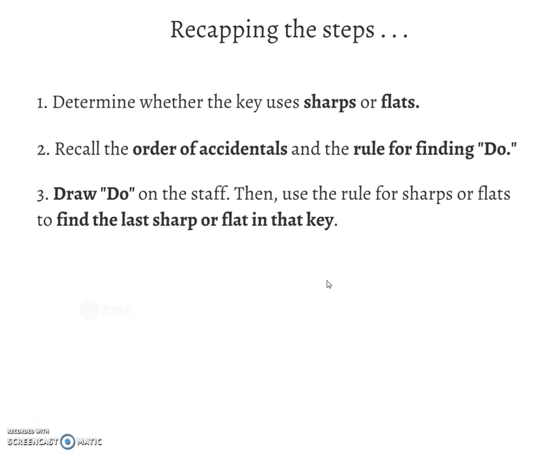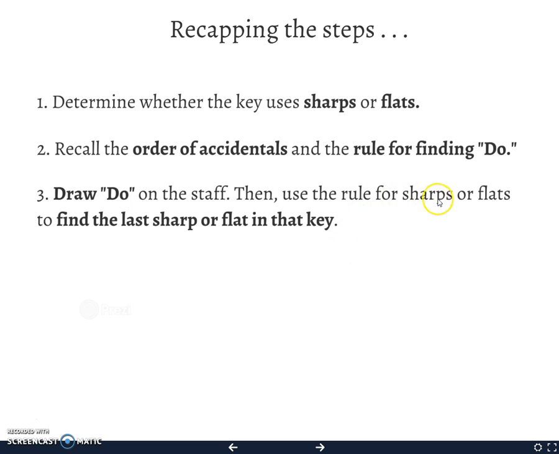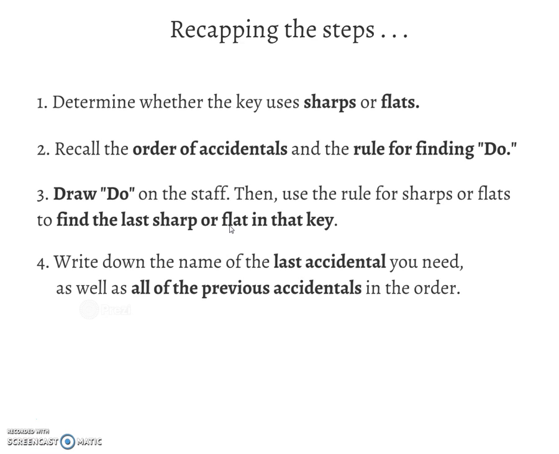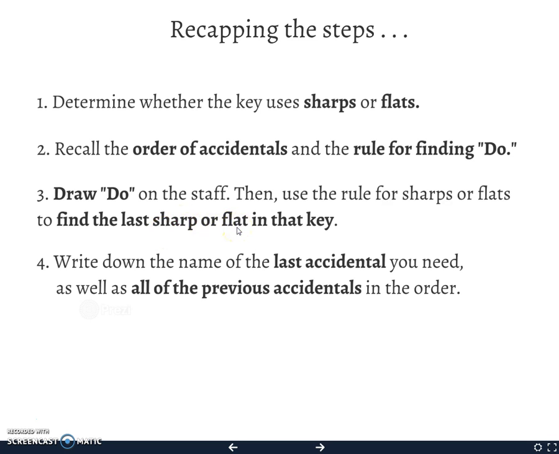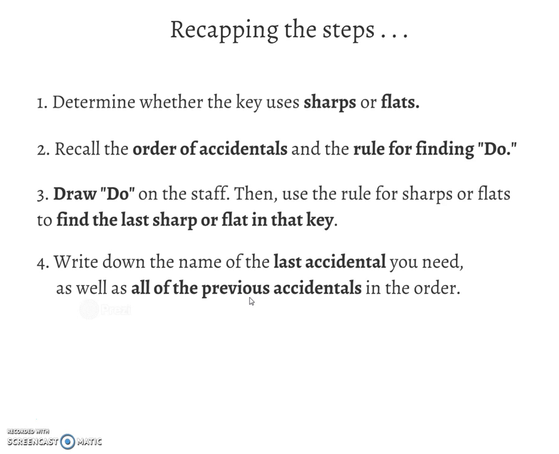That's the rule. Then you're going to draw do on the staff. Do is the name of the scale. So if your scale is D major, you will draw a D on the staff. Then you're going to use the rule for sharps or flats to find the last sharp or the last flat that you'll be needing. Then you're going to write down the name of that last sharp or flat, and you're going to write down all the ones that you need previous. Then you'll have a list of what notes are sharped or what notes are flatted. Then you can plug them in easily.